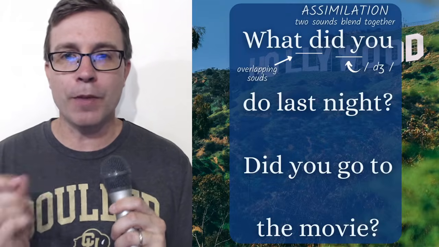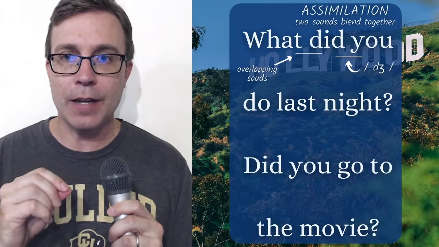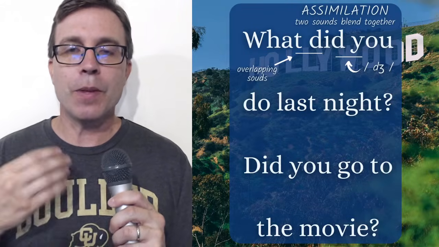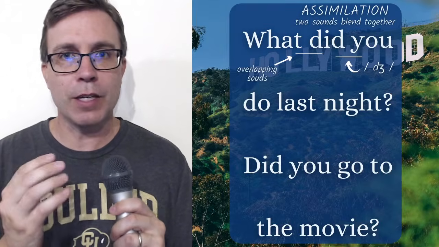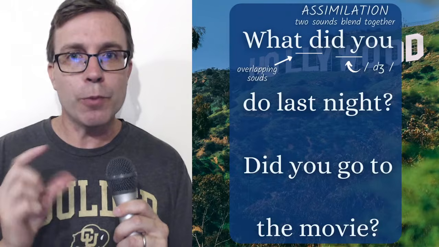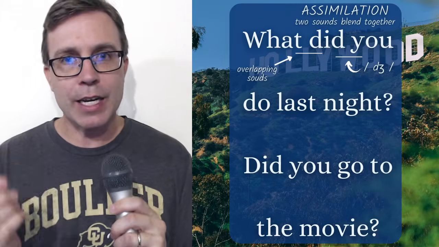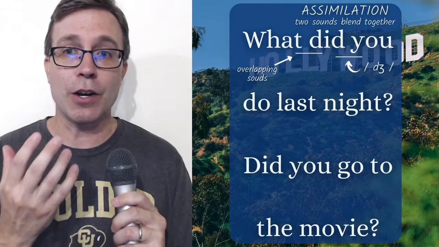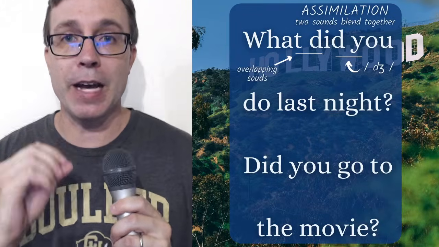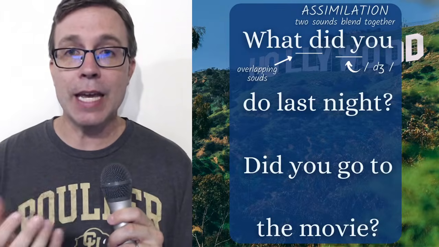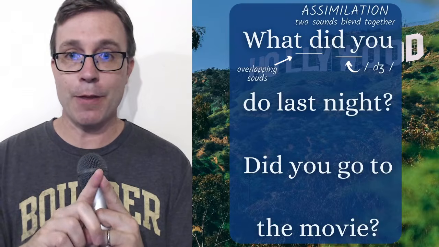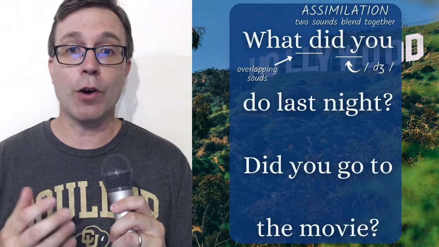So a couple of things are happening. That final T in "what" and the beginning D in "did," T and D, the position of the tongue in your mouth is really the same. The tip of your tongue is up behind your top front teeth. So you really have overlapping sounds, and you're not going to hear both of them. You're really just going to hear one. I'll come back to that in just a moment. The final D in "did" and the beginning y sound in "you" may blend together, and that is called assimilation.